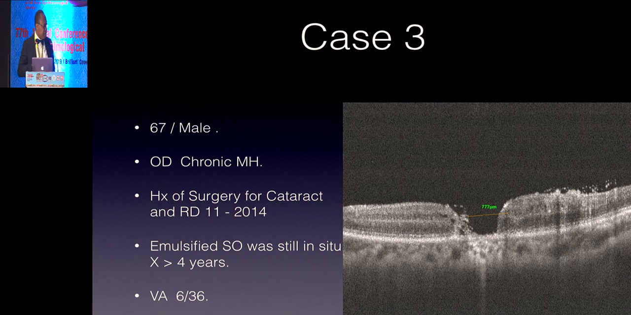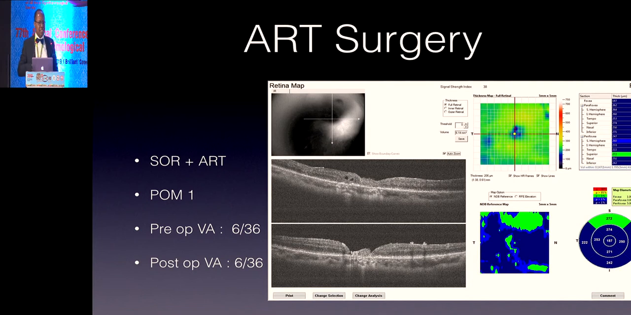You can see the bubbles of silicone oil both on the retina and inside the macular hole. So his vision was 6/36, and we decided to remove the silicone oil. And while the silicone oil was being removed, we decided to perform an ERRT as well. And in this case, because I was looking for how to improve on the alignment, I was a bit shy on the excision of the piece of retina.